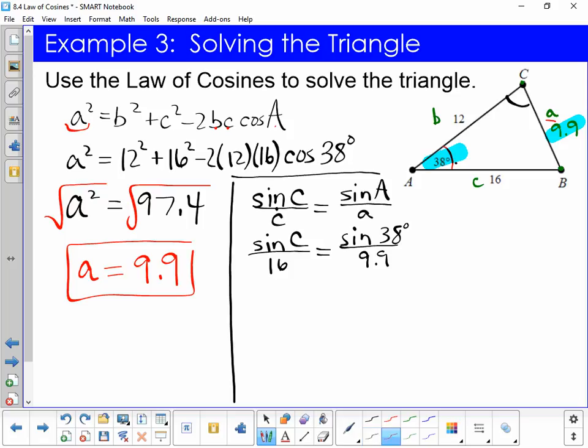To solve that, we'll multiply both sides of our equation by 16. And now we have that the sine of angle C is equal to, and as I calculate that, I find that it is 0.995. Again, that's the sine of angle C. So if I want to know what angle C is, I have to do the inverse sine.